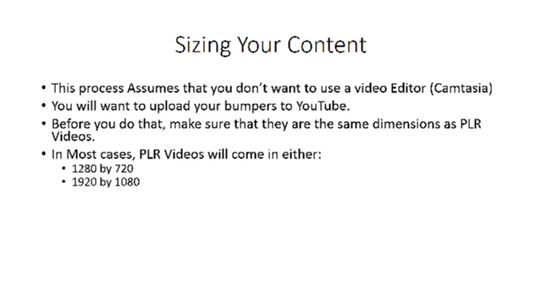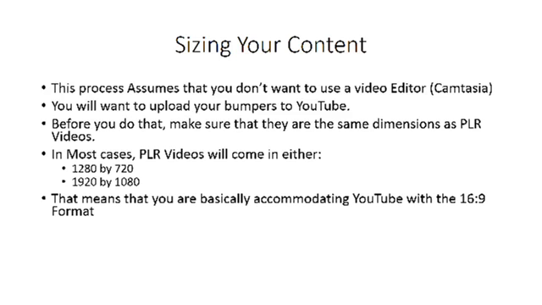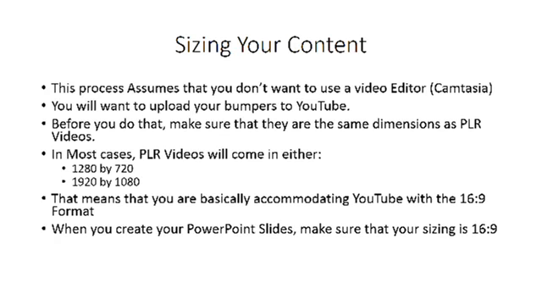If possible, you're going to upload two different kinds of bumpers. If you can upload a 1280 by 720 as well as a 1920 by 1080 of all your bumpers, that will help you make sure that you make the right connection when you upload your actual video to YouTube. What you're doing when you do that is you're accommodating YouTube with the 16 by 9 format. And when you create your PowerPoint slides for your bumpers, you need to make sure that your sizing is going to be 16 by 9.